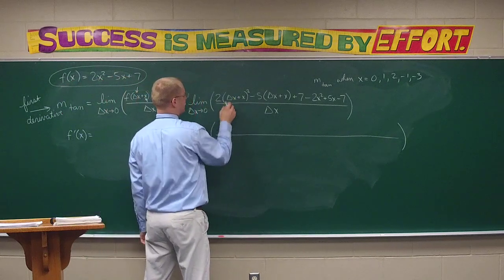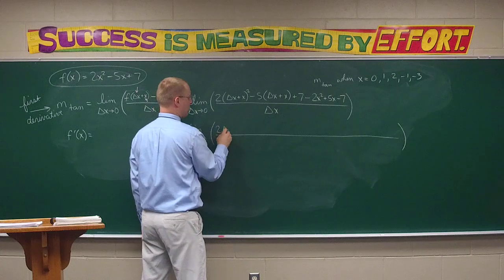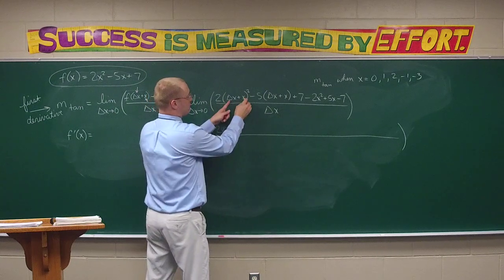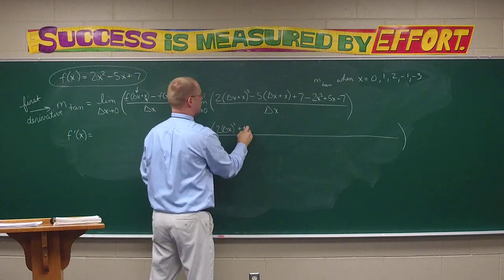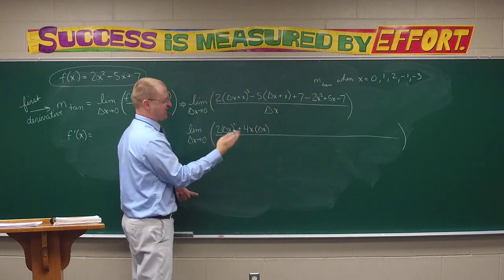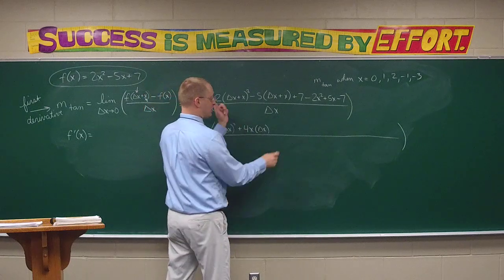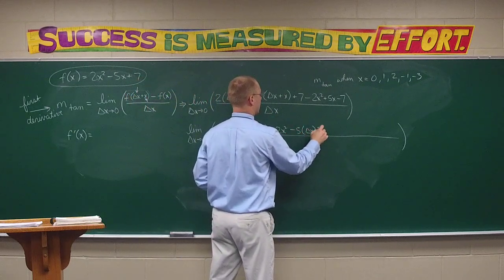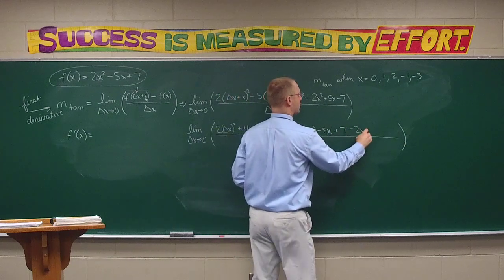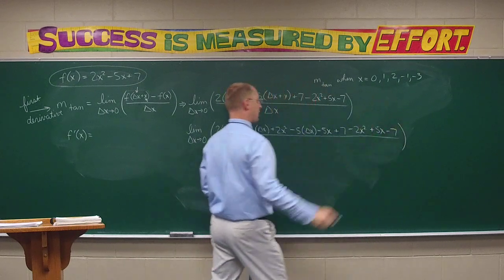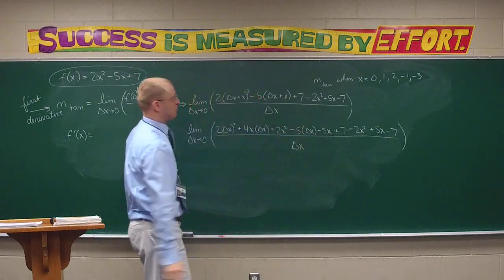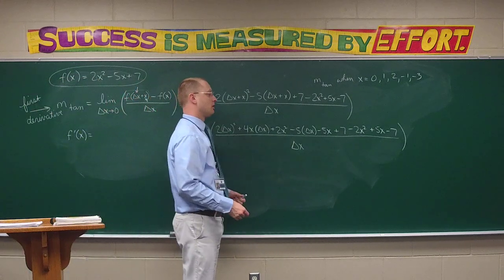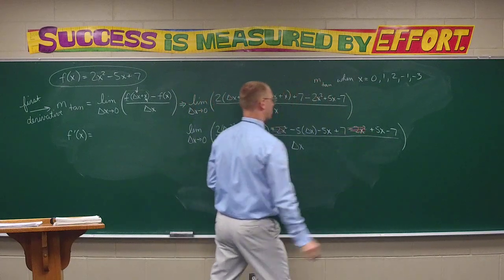2 delta x squared. All right, so square is delta x, times square times 2, 2 delta x squared. Plus 4 delta x. Right, multiply and double is 2x delta x, double is 4x delta x. Or 4 delta x is fine as well. Plus 2. Squared is x squared times 2 is 2x squared. I got this in my head. Minus 5 delta x minus 5x plus 7 minus 2x squared plus 5x minus 7. All over delta x. Yeah, fit that one just perfect. All right, and then Jamie, we can cancel away like terms. We can cancel away the 2x squareds, the 5x's.